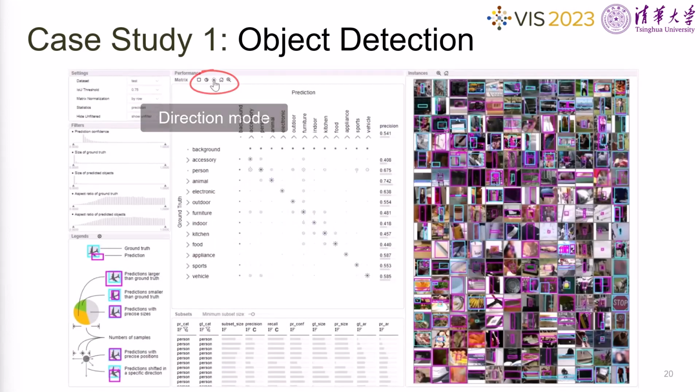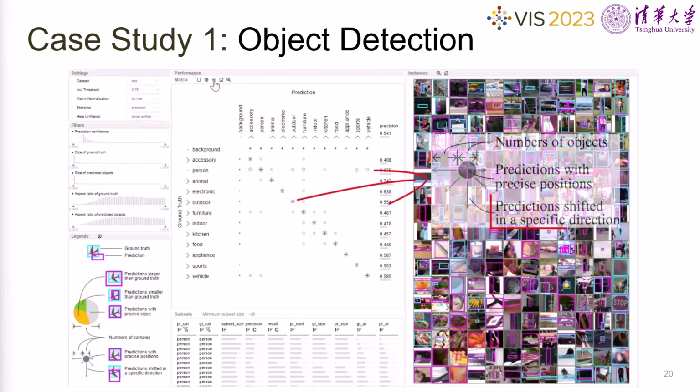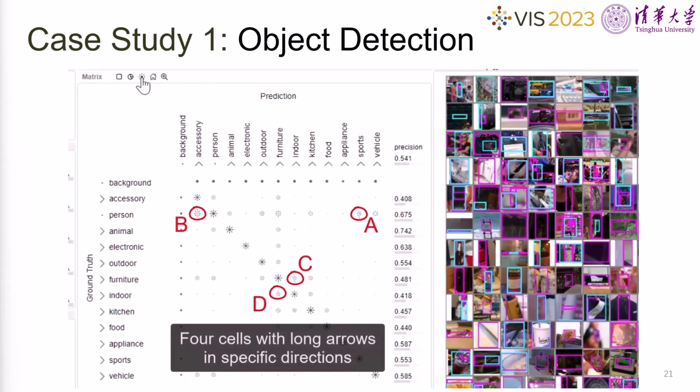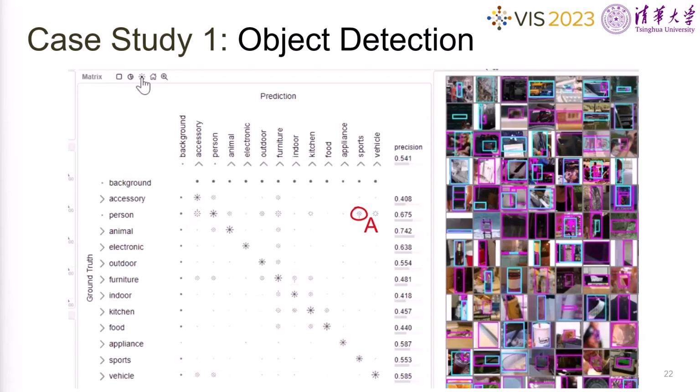Switch to the direction mode. In each cell, the length of each arrow encodes the number of the objects shifted in that direction. The circle in the middle represents the predicted objects with precise positions. There are 4 cells with apparently long arrows in specific directions. Analyze cell A first.